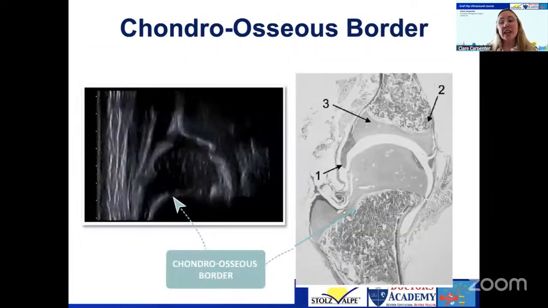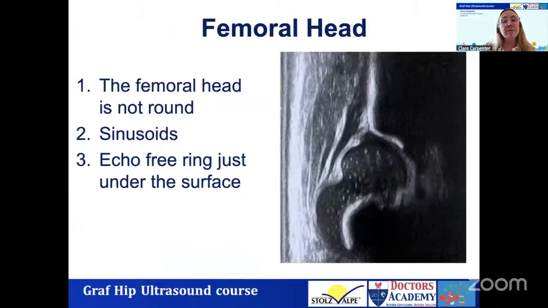Again, to take these all individually, because the checklist is really important that we get this right. If you get your first checklist wrong, then it makes subsequent errors in your identification and your subsequent diagnosis thereafter. So again, we've got our chondro-osseous border. Then we come on to our femoral head.